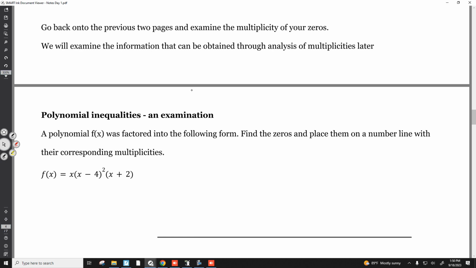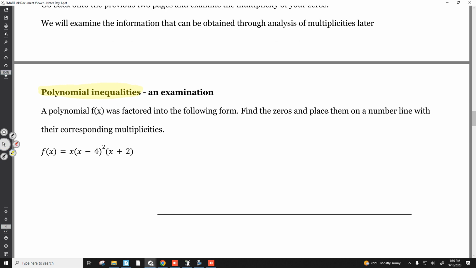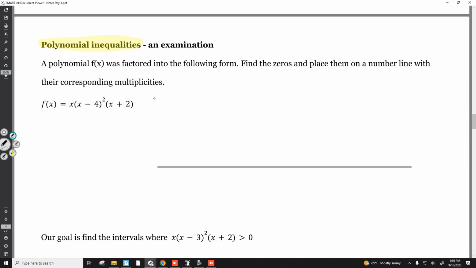Changing gears from finding zeros to solving polynomial inequalities. For example, my first question I'm giving you is, when is this polynomial, which is already in factored form, greater than 0? Start by identifying the zeros. Okay? Let's go ahead and start identifying the zeros. Where are the zeros?